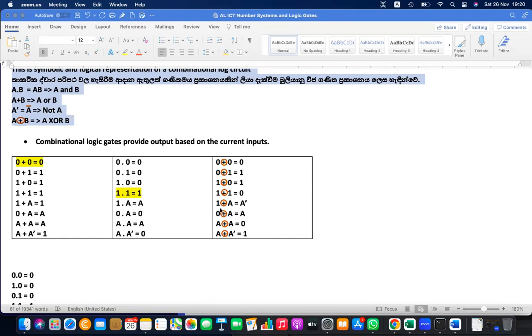Okay. A XOR 1 is not A. How? A is 1 now, 1 XOR 1 is 0, the reverse.